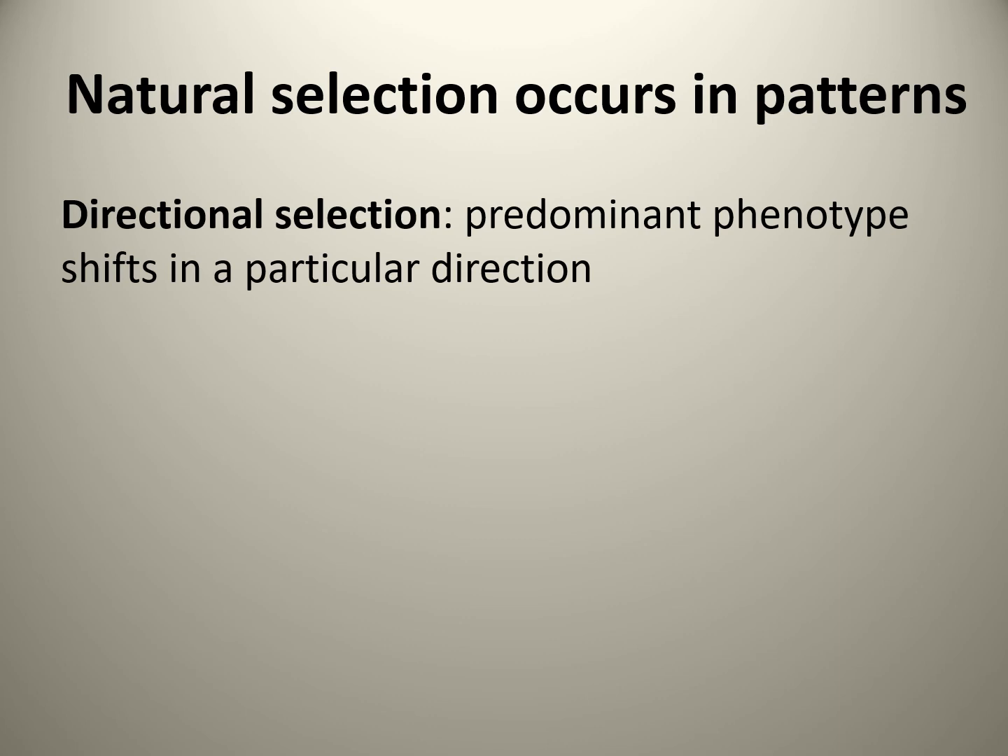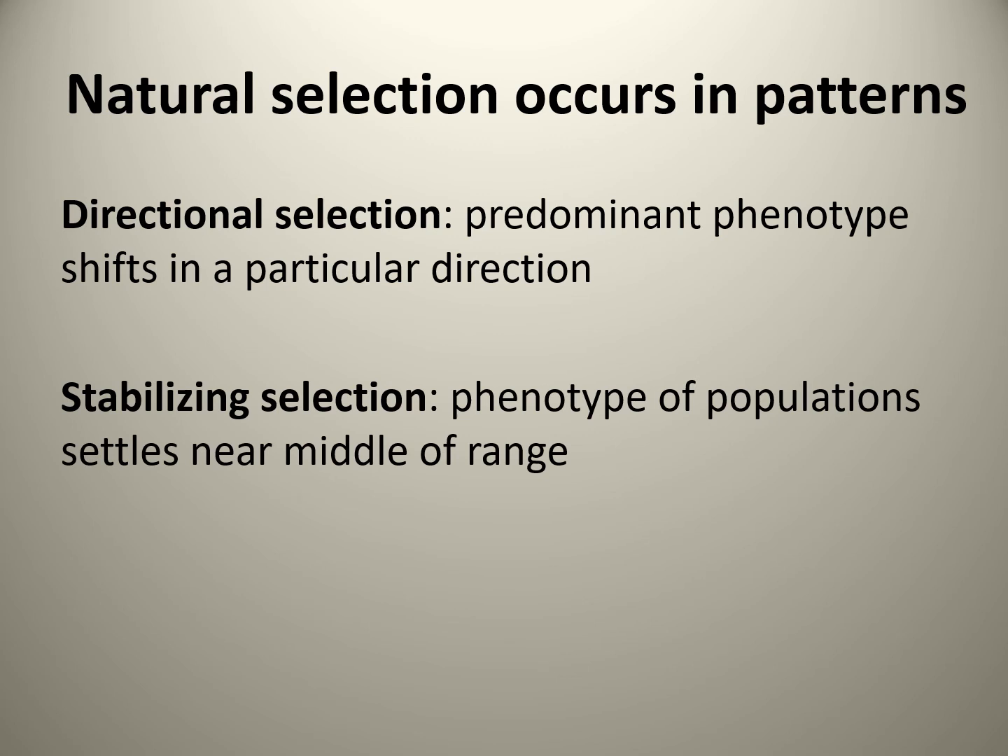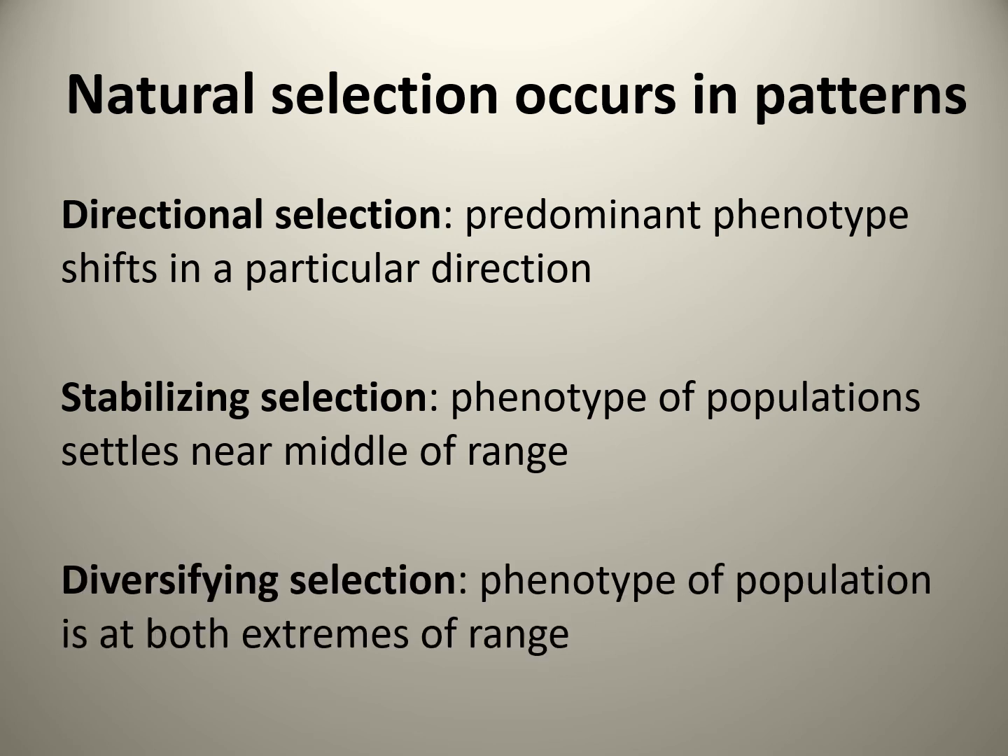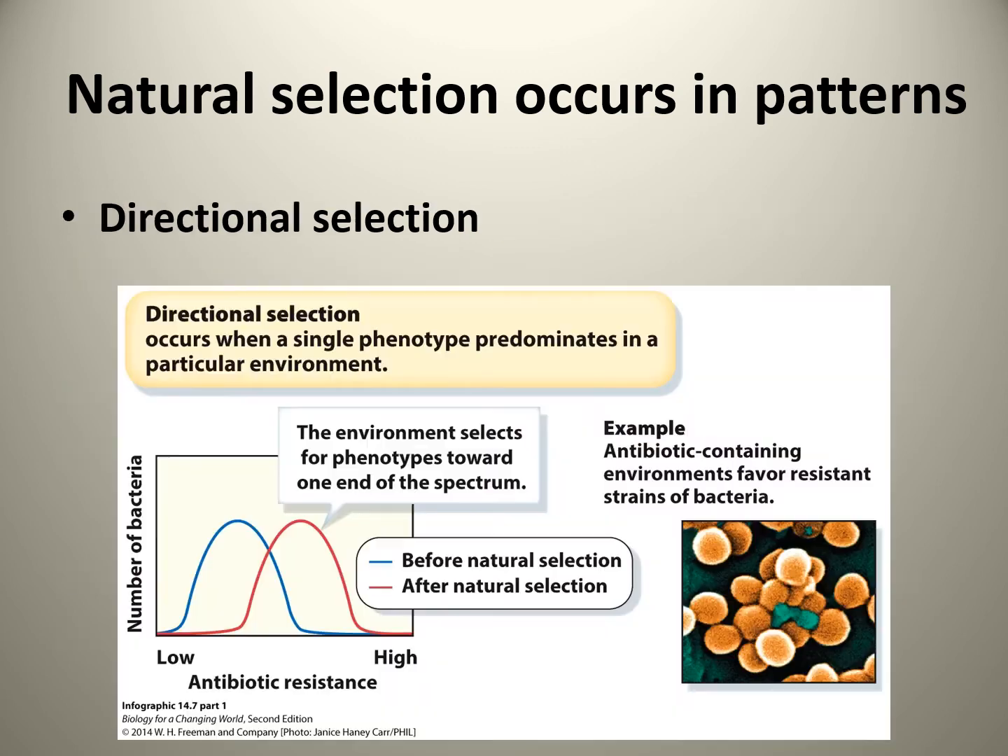Okay, so natural selection does occur in patterns, and there are 3 different types of natural selection that we'll talk about. The first is directional selection. So just what it sounds like, directional. The predominant phenotype is going to shift in a particular direction. The next is stabilizing selection. This one is near the middle of the range. And then we also have diversifying selection, where you have both extremes of the range that we're selecting for.